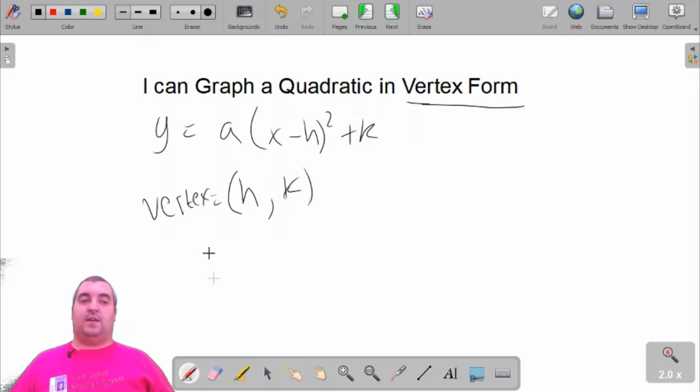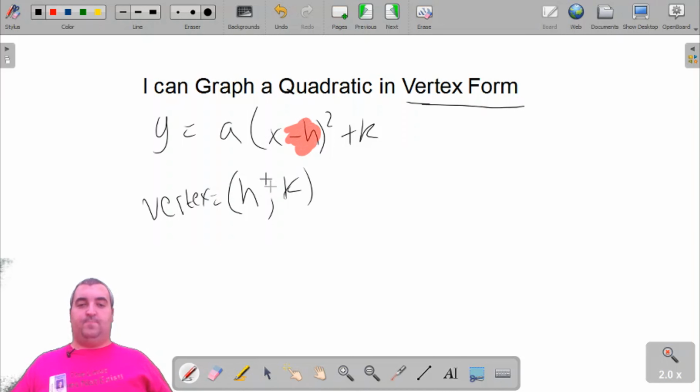The only thing I ever see that students make mistakes with in this form is right here. It's always minus h, so that means if you have x minus 2, your h is 2. If you have x plus 7, your h would be negative 7 then. Okay? So that's usually the biggest error I see.